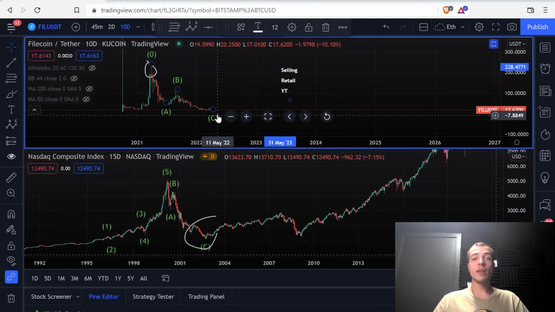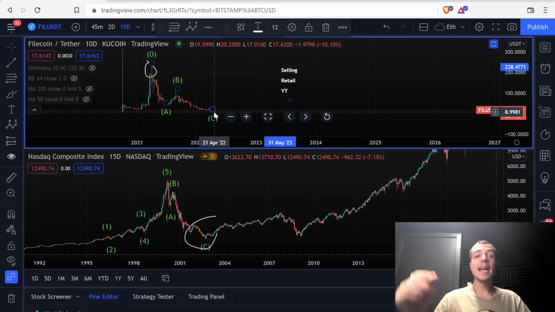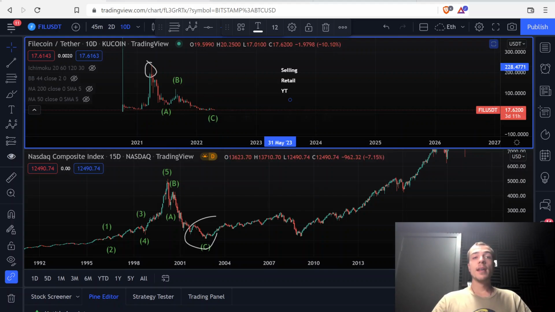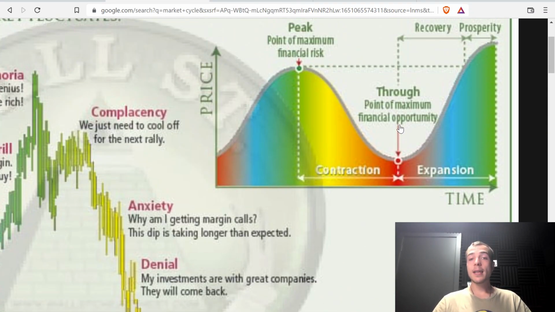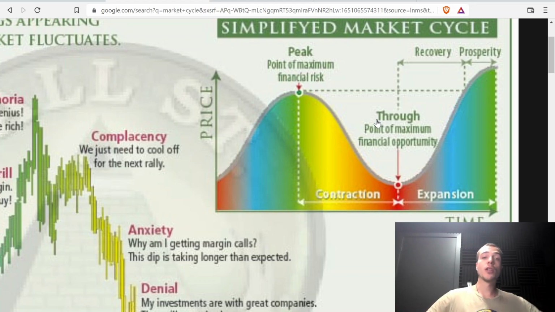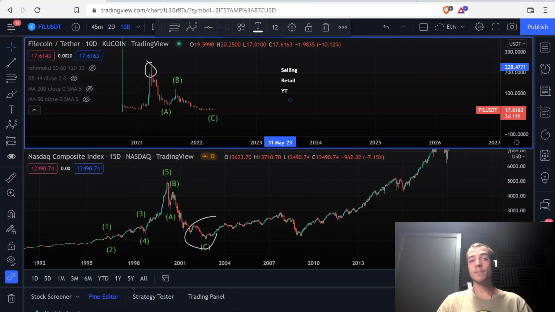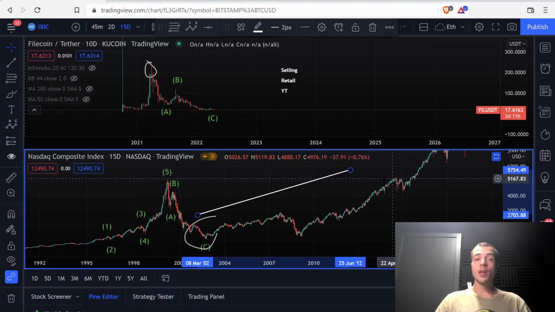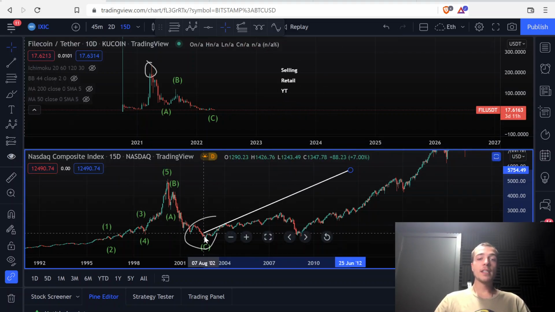So this depression that Filecoin is in, both on the daily or the 10-day, whether you're on the mini cycle or the big cycle, that depression is the majority of the market is selling, even though it's the point of maximum financial opportunity for buyers. Right? So Filecoin is set up to start a new market cycle. It's set up to do what the NASDAQ did here and move into a bull market. So I'm very excited about Filecoin.